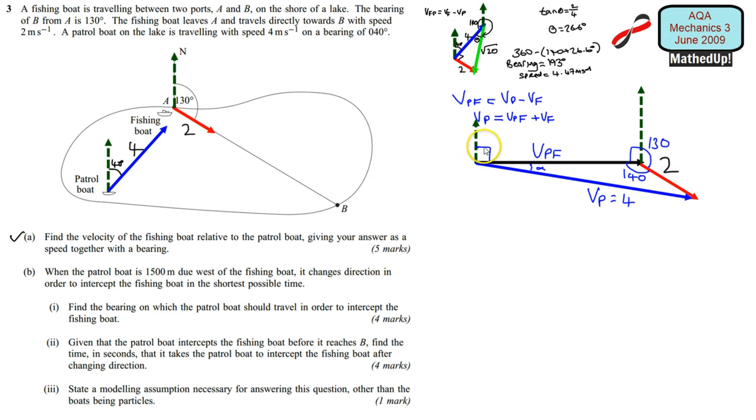So my bearing is going to be given by 90 plus alpha, and that's going to tell me the bearing in which the patrol boat should travel. Okay, so we've got sine alpha over 2 is going to be equal to sine 140 divided by 4. So sine alpha is going to be 2 sine 140 divided by 4.